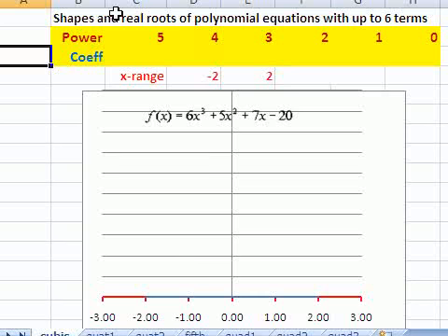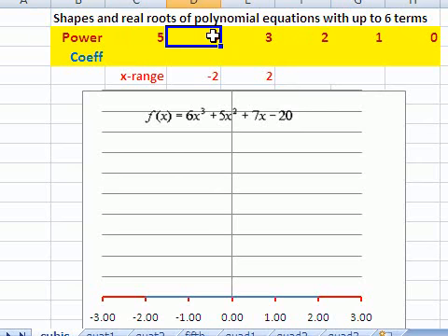We're going to look at the shape and the real roots of polynomial equations using Microsoft Excel. In this yellow box, we specify the powers for each x term and the coefficient, and that will define f of x.